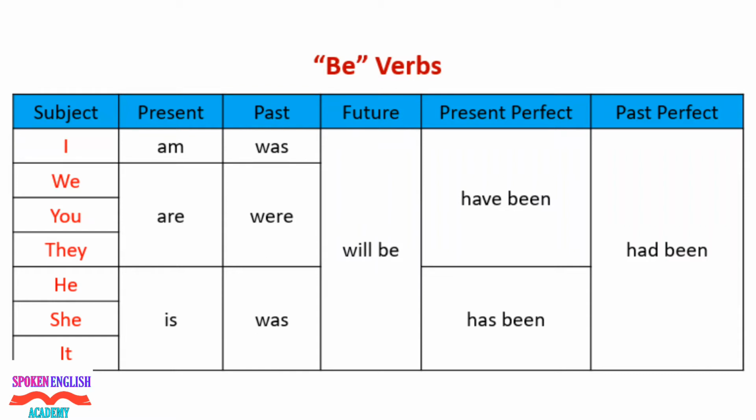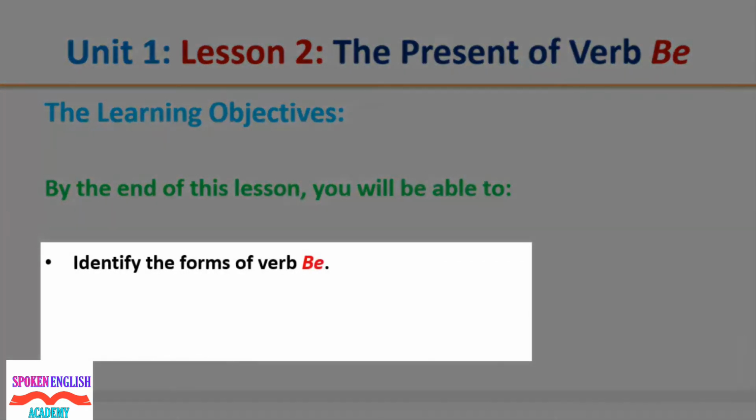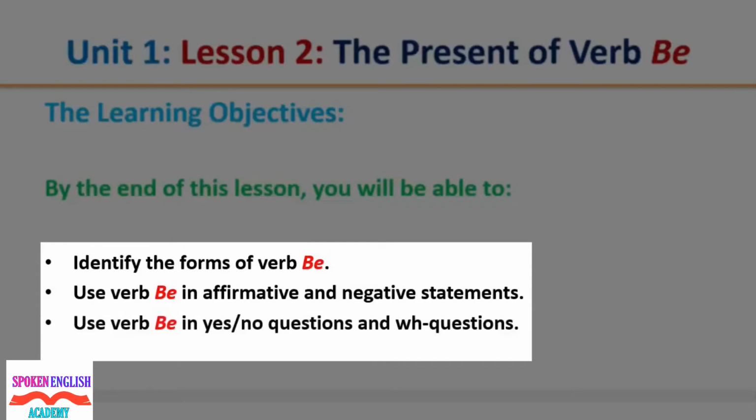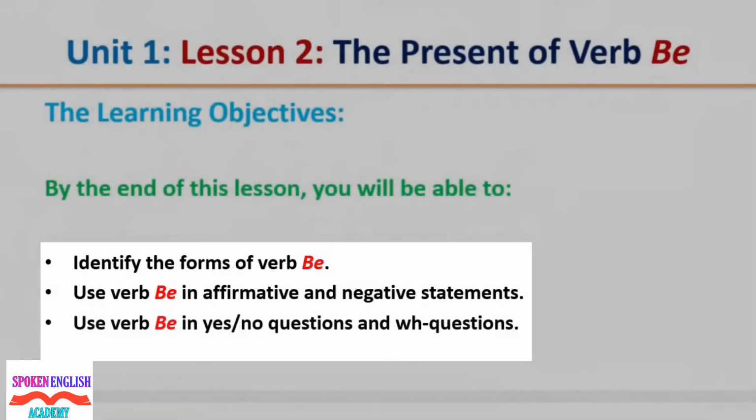Grammar, Unit 1, Lesson 2, the present verb be. The learning objectives. Dear students, by the end of this lesson, you will be able to identify the forms of verb be, use verb be in affirmative and negative statements, use verb be in yes-no questions and WH questions.